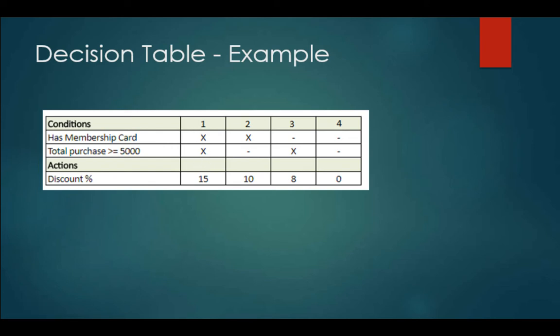So how is a decision table read? It is read one column at a time. If you see the topmost row, it has columns marked with integers 1, 2, 3, and 4. Now column 1 is read as if a user or the customer has a membership card and the purchase amount is greater than or equal to 5,000, then the discount offered is 15%. Similarly, column 2 is read as if a user has a membership card and the purchase amount is not greater than or equal to 5,000, which means less than 5,000, then the discount offered is 10%.